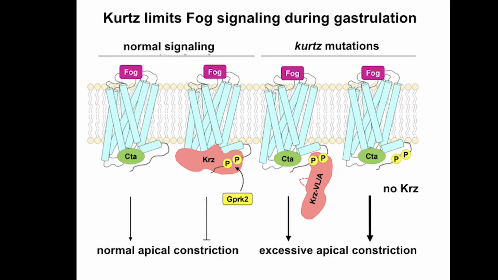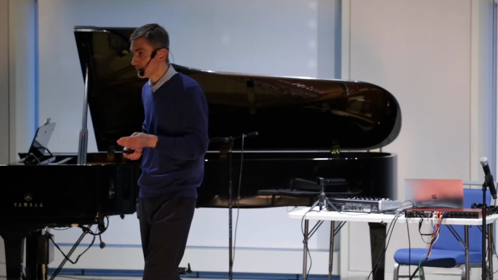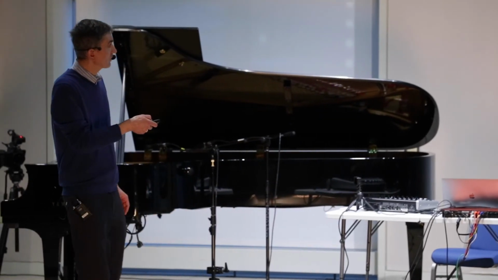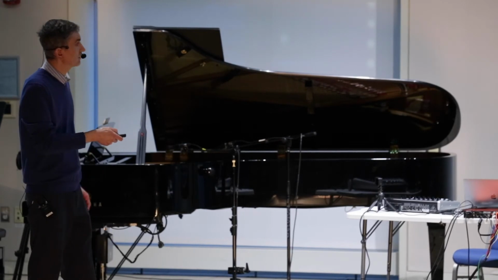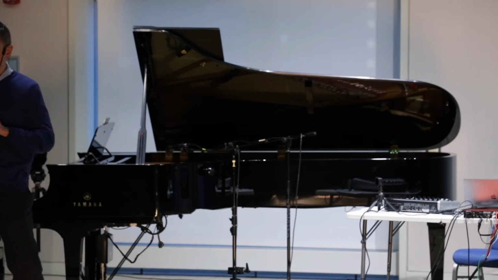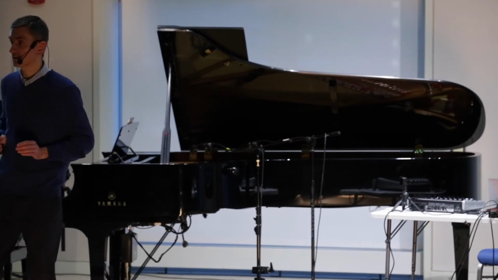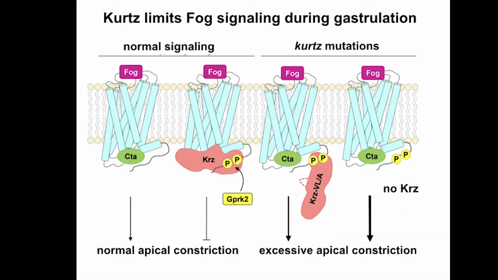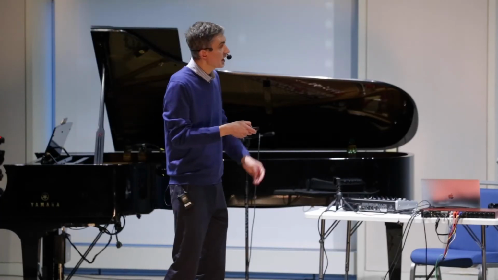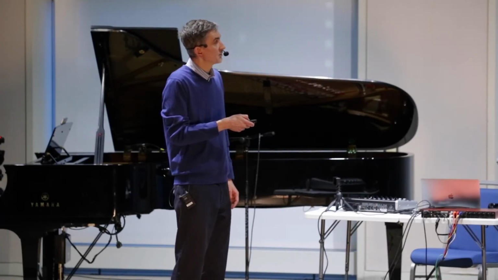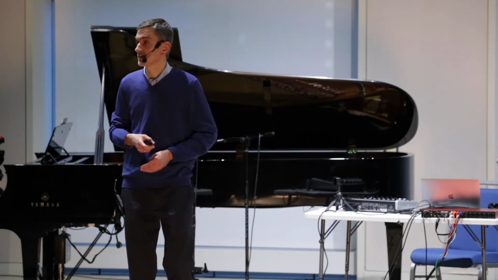And so this is our summary model of what we think is happening. During normal signaling, FOG will properly activate the MIST receptor to cause normal apical constriction. Eventually, this process has to be terminated by the activity of Kurtz, which will directly interact with the receptor and dampen and cancel any further constrictions. If you have a mutant molecule of Kurtz, it cannot properly associate with the receptor. And so it causes excessive apical constriction, which is extreme in the embryos that have no Kurtz at all.